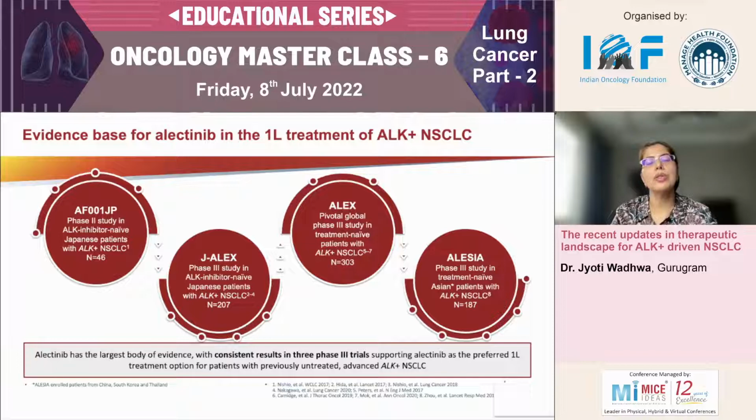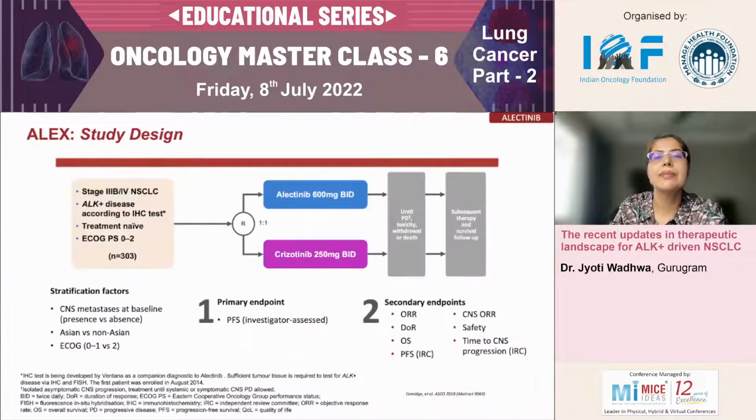Now, alectinib also is characterized by the largest body of academic evidence, based on all these 4 trials that I have listed here. One of them is a phase 2 study, the AF001JP study in Japanese patients, and all the others are phase 3 studies, namely J-ALEX, ALEX, and ALESIA. So all these studies have in fact reported consistent good results with the use of alectinib for first-line treatment of ALK-positive non-small cell lung cancer.